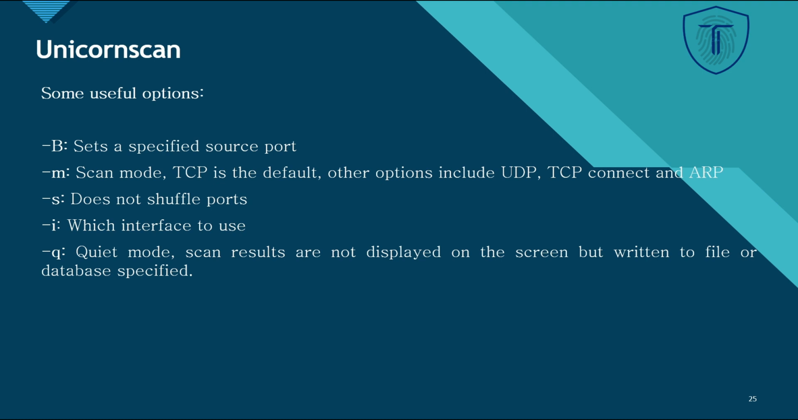Dash I. This is a special option available in Unicornscan, which is absent in Nmap. Dash I gives us liberty to choose the interface. And the last is dash Q, which is a quiet mode. The scan results are not displayed on our console, but directly returned to a file.